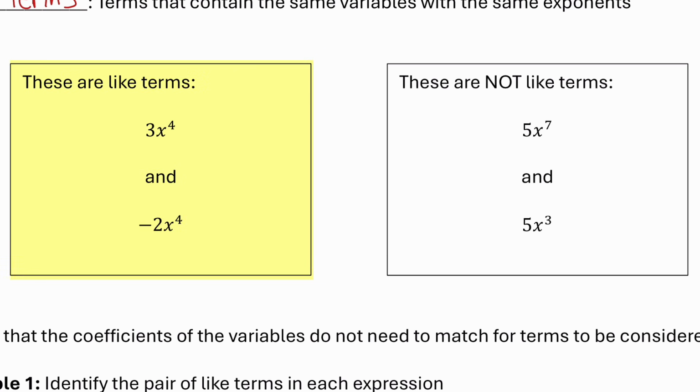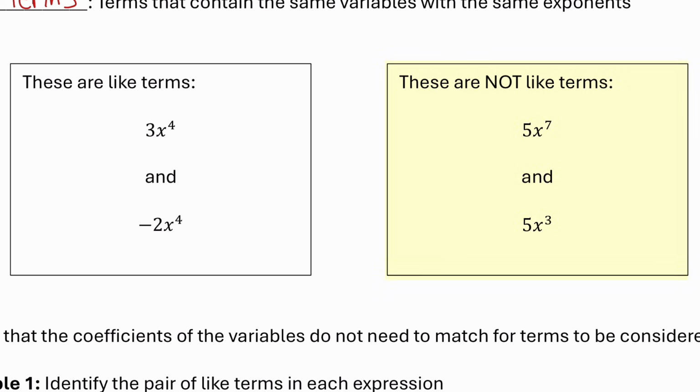Looking at the box on the left, I see two terms that are like terms. 3x to the 4 and negative 2x to the 4 are both like terms. Even though the coefficients, 3 and negative 2, are different, the coefficients don't matter when deciding if terms are like terms or not. We just look at the variable part of the terms. The variable parts on both terms are x to the power of 4, the same variable with the same exponent, which is what makes those terms like terms.